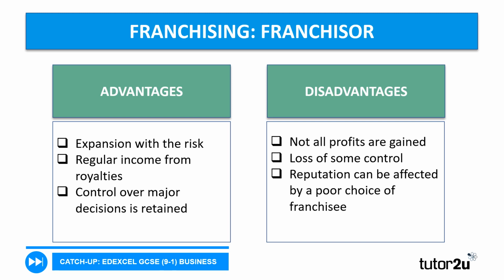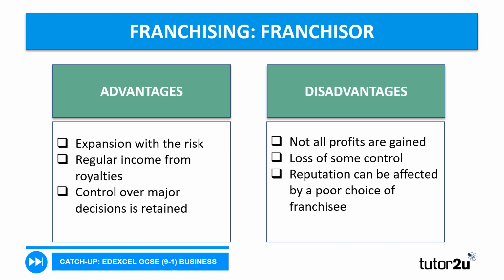Thirdly, the franchisor would retain control over major decisions that are made within the business. For a fast food outlet, this would be things like menus, uniforms, portion sizes, to ensure that customers, when they enter a new fast food outlet, would have the same customer experience regardless of whether they entered a new franchise outlet in Sunderland or in Solihull. And this would help to meet and satisfy customer expectations.